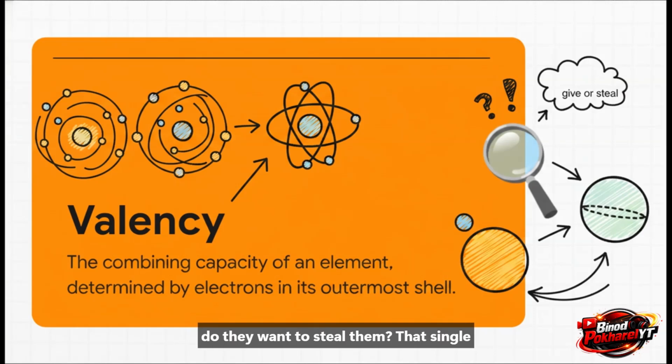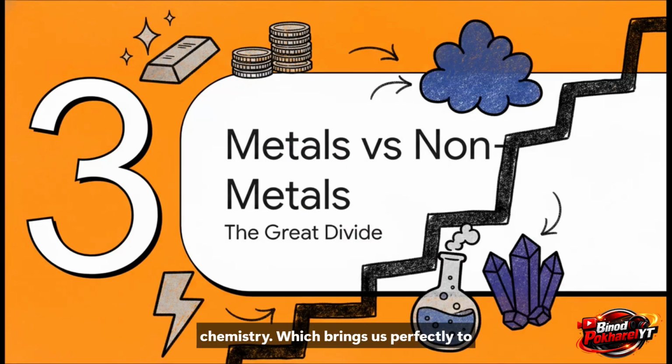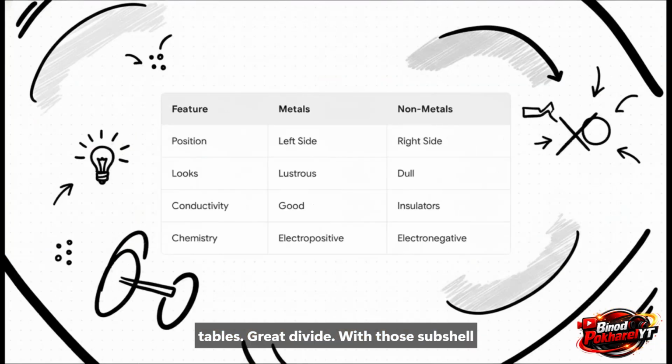That single question drives the entire universe of chemistry. Which brings us perfectly to Section 3, metals versus nonmetals, the table's great divide. With those subshell mechanics firmly in our minds, let's pull back and explore the two vastly different primary neighborhoods of our atomic city. The most crucial point is the stark physical and chemical contrasts split right across our map.